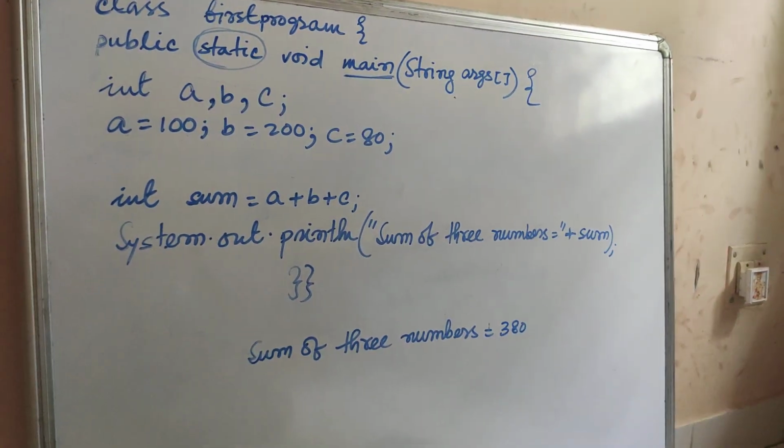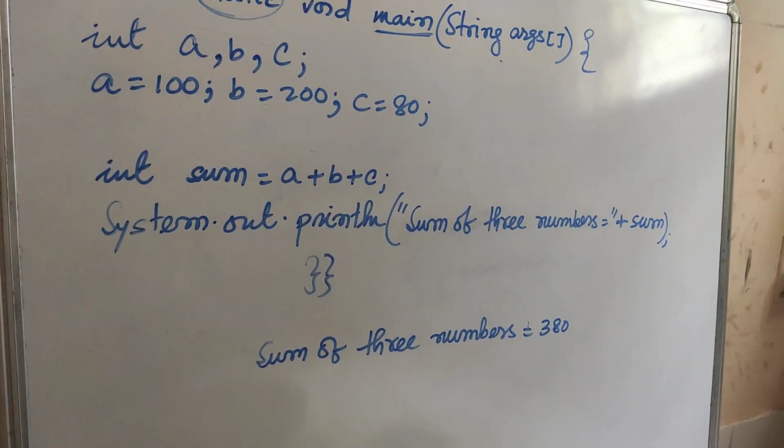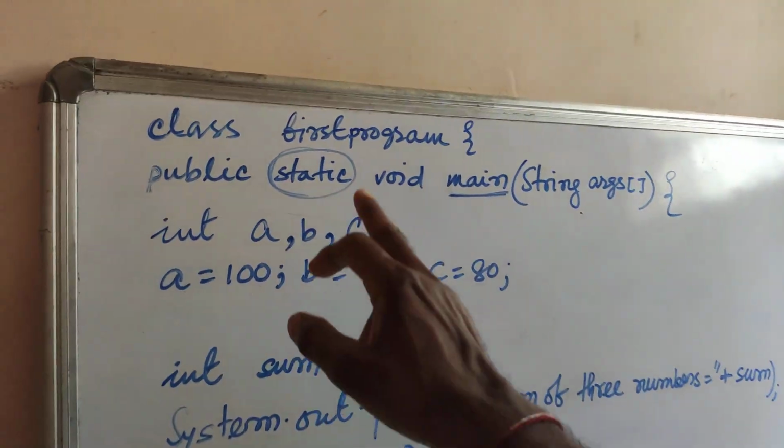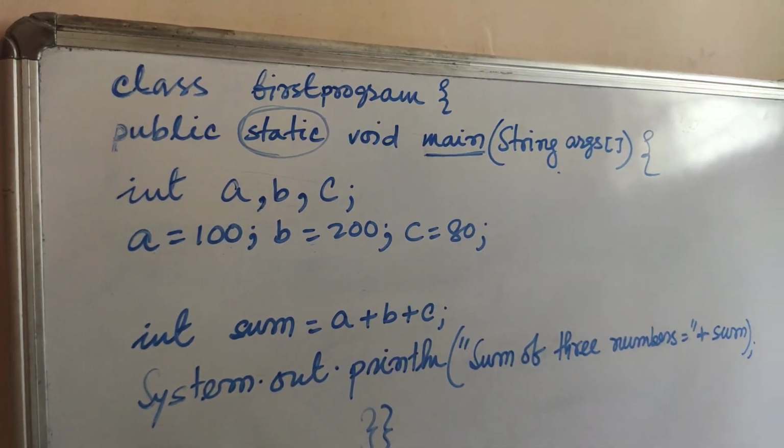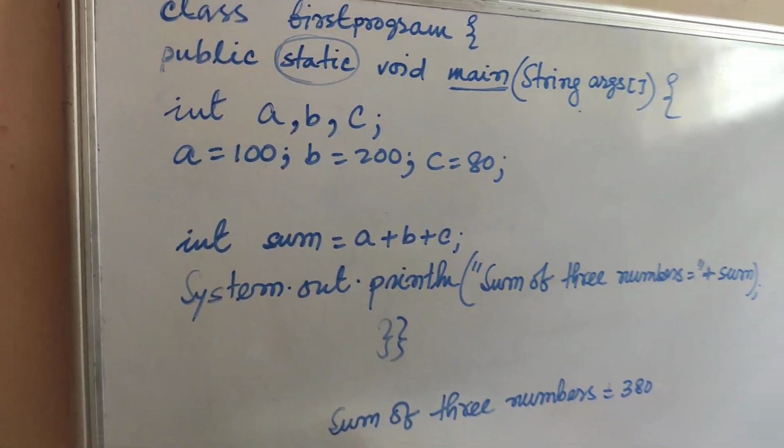Okay, now I will show this one on the computer also. How to write it? If I give static, then what will happen? If you don't give static, then what will happen?